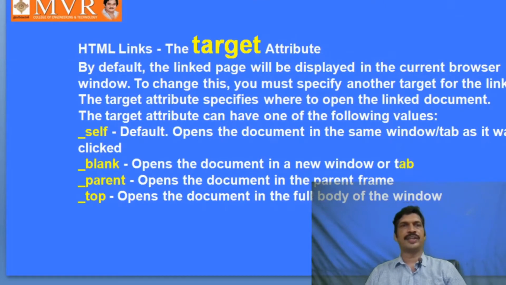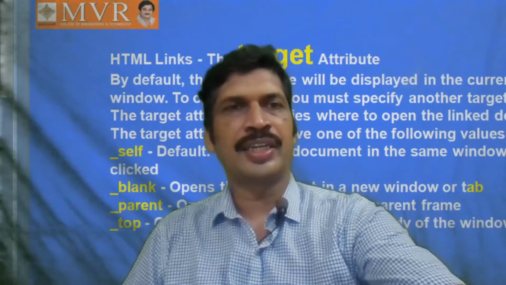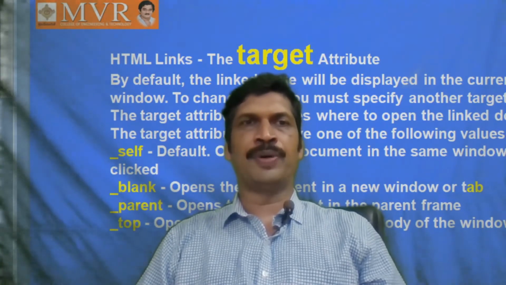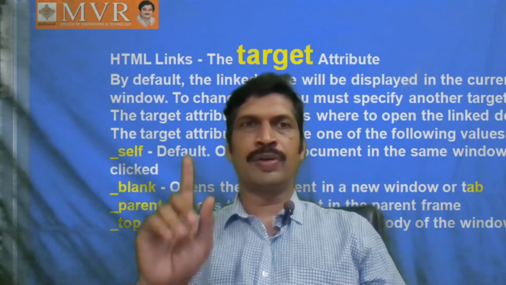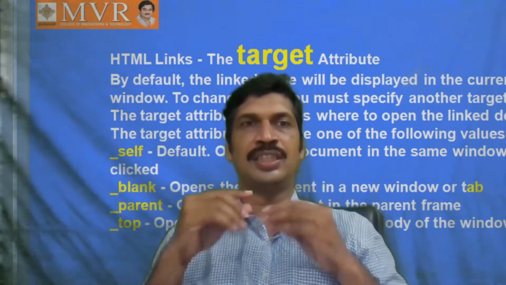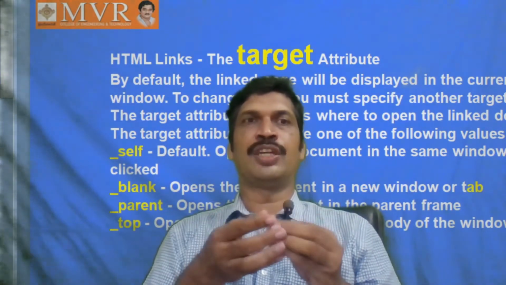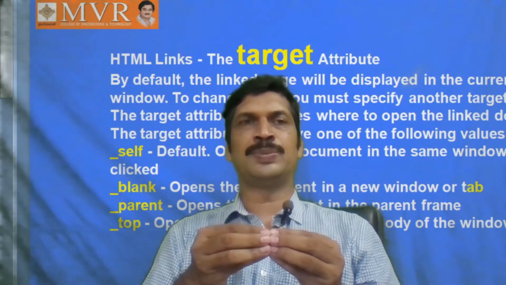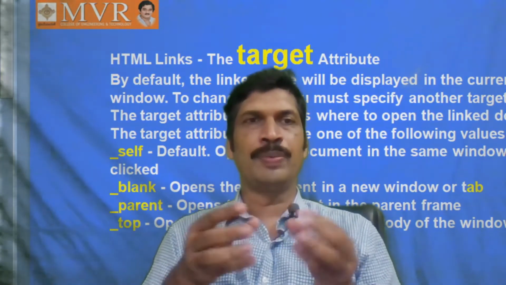HTML links, the target attribute. By default, the linked page will be displayed in the current browser window. What is the purpose of the target attribute? The main purpose is to decide what happens whenever we click the hyperlink. Whatever page is specified in the href attribute will be opened.